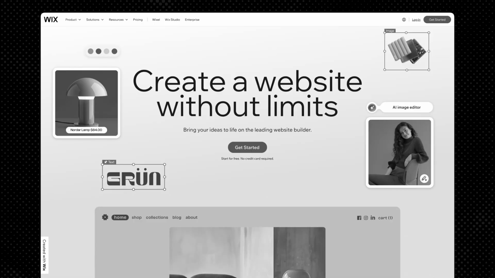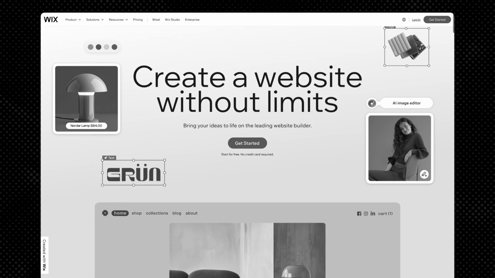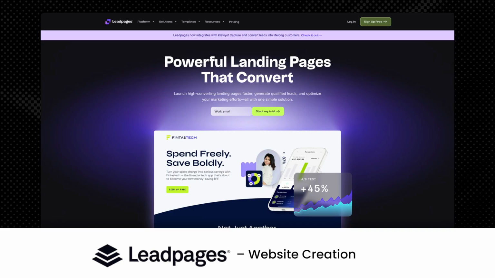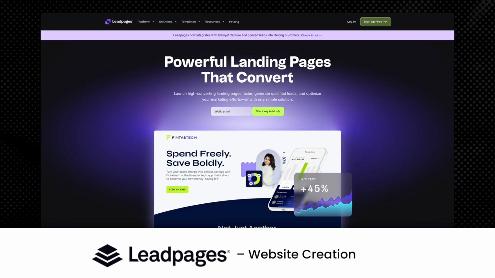I would skip Wix or Squarespace. They look really pretty, but they're not built to actually convert and book clients. Leadpages, ClickFunnels, or Dropfunnels are some of our clients' old favorites. They make it easy to build landing pages and websites that actually get people to apply, book, and buy.